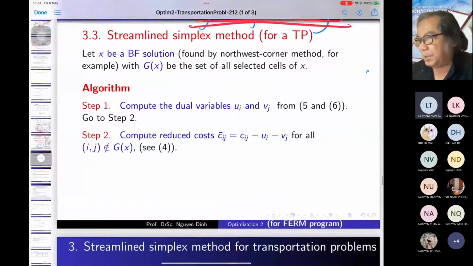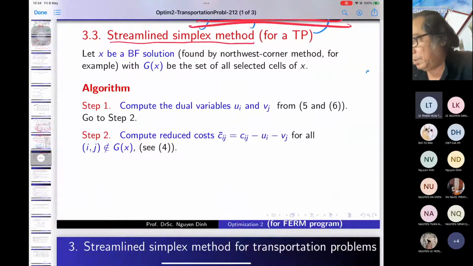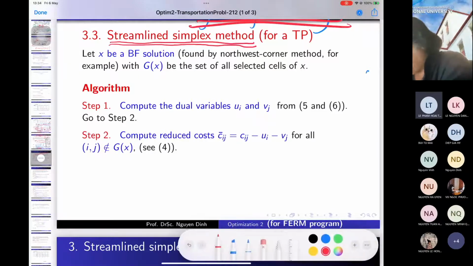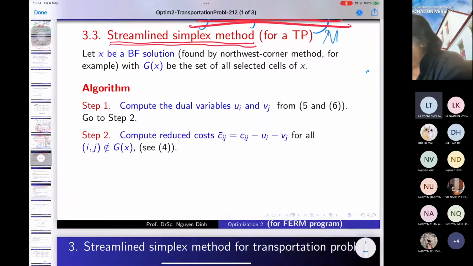The algorithm is this. We call it the streamlined simplex method for the transportation problem. Today is May 6th.